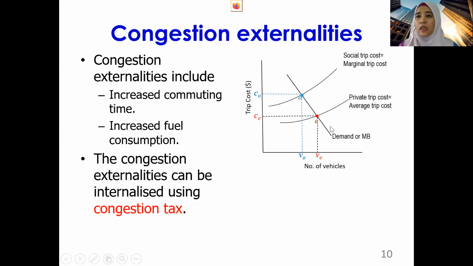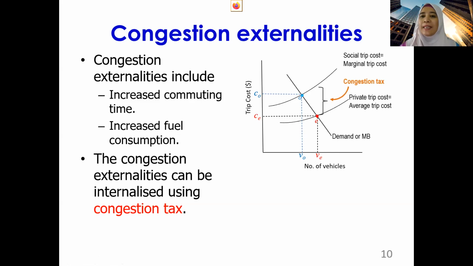Now, what happens now? There is inefficiency there, because the cost charged is lower than what it should be, and the number of vehicles on the road is higher than what it should be. There is an inefficiency there. The optimum level is not reached because of the equilibrium level borne by each individual.